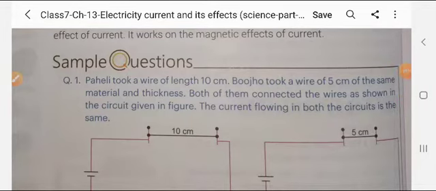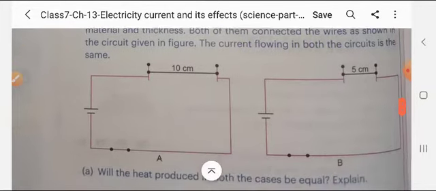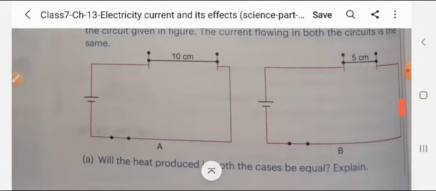One thing I want to show you, student: look here, a simple knowledge question. Paheli took a wire of length 10 centimeter and Boojho took a wire of 5 centimeter of the same material and thickness. It's made of the same material and same thickness, but the length differs. One length is 10 centimeter, the other is 5 centimeter. Both of them connected the wire as shown in the circuit in the figure. The current flowing in both circuits is the same.